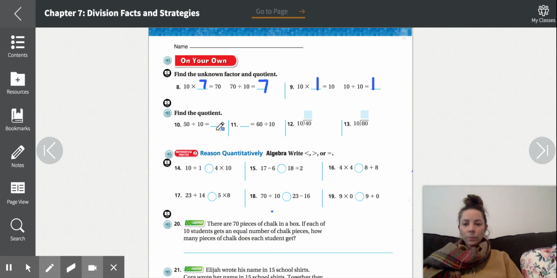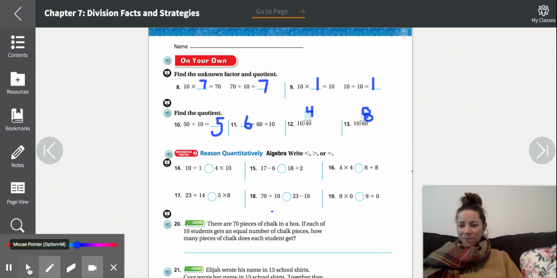Alrighty. Find the quotient. Again, you can use any strategy. You might have done repeated subtraction, subtraction on a number line. You might have counted by 10 with your fingers, or you could have used that little trick where we just take out the 0 when we're dividing by 10. Okay, so 50 divided by 10 is 5. 60 divided by 10 is 6. 40 divided by 10 is 4. 80 divided by 10 is 8. How'd you do on those? I have a feeling you guys are doing a pretty good job on these.